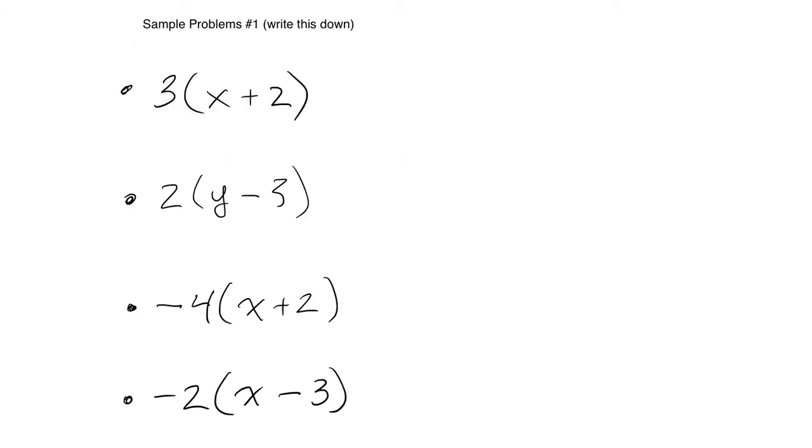So we have some sample problems. The first one, make sure you write these down, by the way: 3 times, parentheses, x plus 2. If I'm going to distribute, it's going to be 3 times x, and then 3 times positive 2. So 3 times x is just 3x. 3 times positive 2 is 6. And we're done. We distributed.